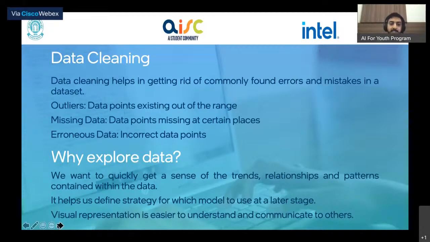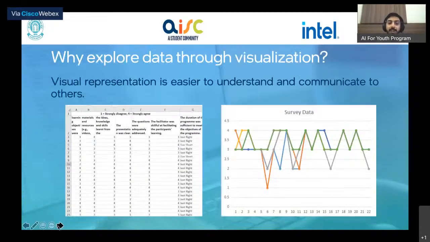That explains this particular slide here, where the numbers you see on the left are difficult to understand. But if you visualize that in the form of graphs and charts that you see on the right, it's a bit easier to understand. There is some sort of pattern here which you can figure out, and you can get some insights from the data set, which will help you in the modeling stage. So visualization is easier to understand and communicate to others. That's data visualization. Now, I spoke about graphs and charts, isn't it?